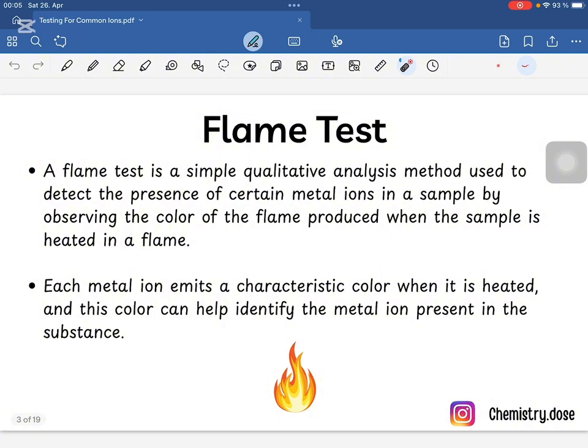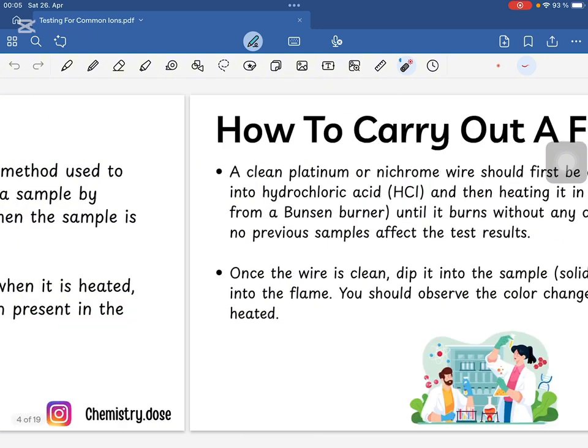Now let's start with the flame test. The flame test is a simple qualitative analysis method, and it's used to detect the presence of metal ions in the sample by observing the color of the flame. Some metal ions emit a characteristic color. It could be red, it could be blue, it could be violet, when it's heated, and this color can help identify the metal ion present in the substance.